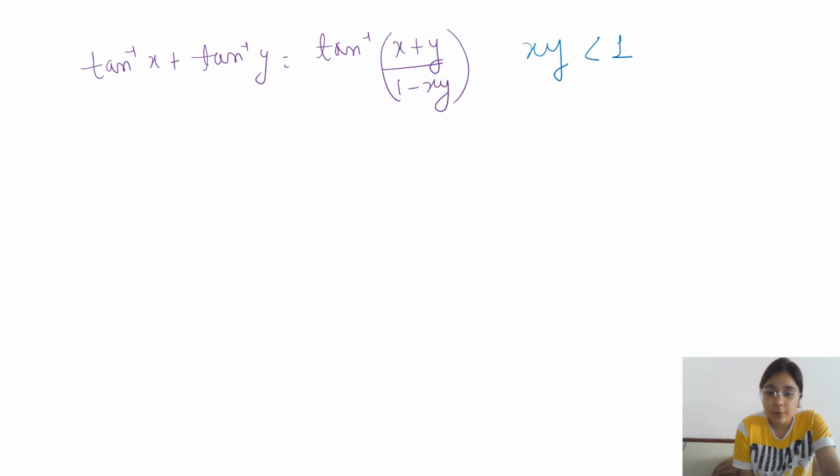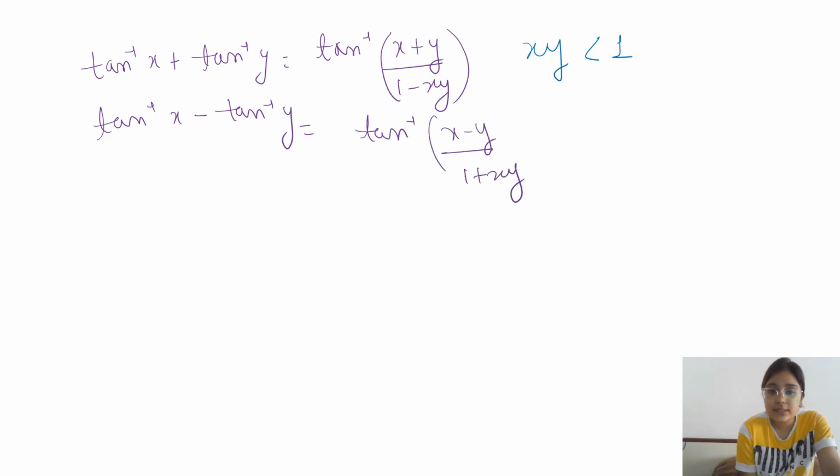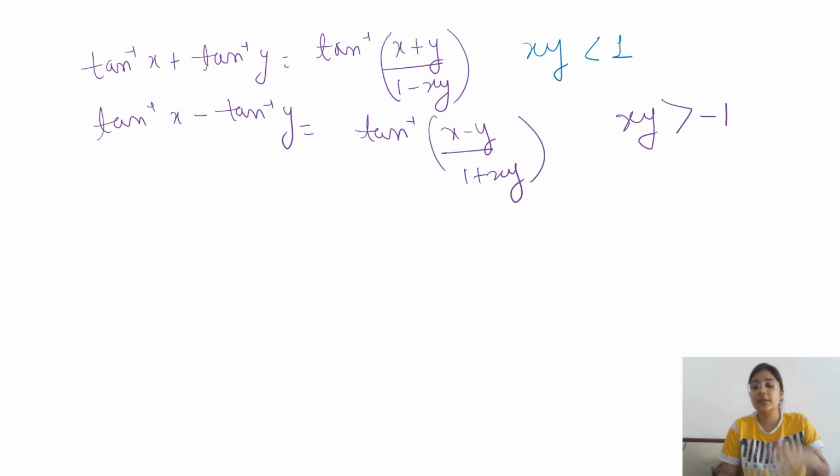And the next property is tan inverse x minus tan inverse y, which is equal to tan inverse of x minus y upon 1 plus xy, in which the condition is xy should be greater than minus 1. These are the properties I have to discuss. These are very important, and these properties are in NCERT also.